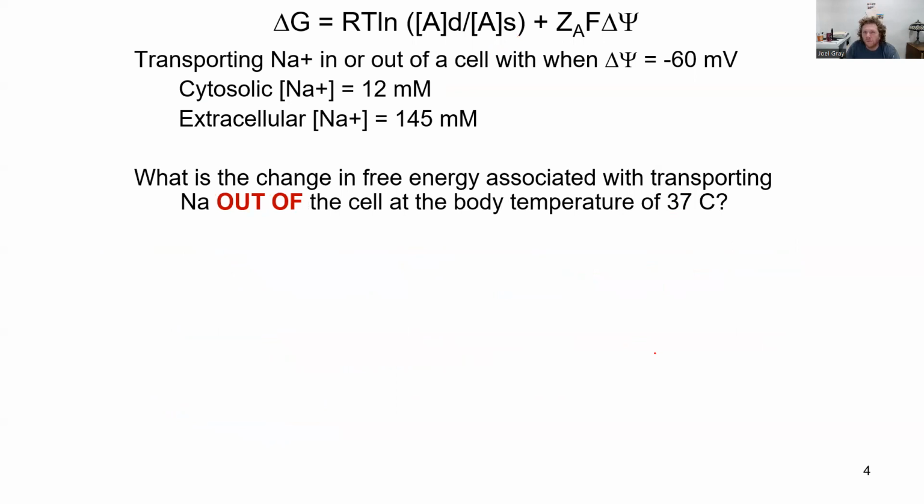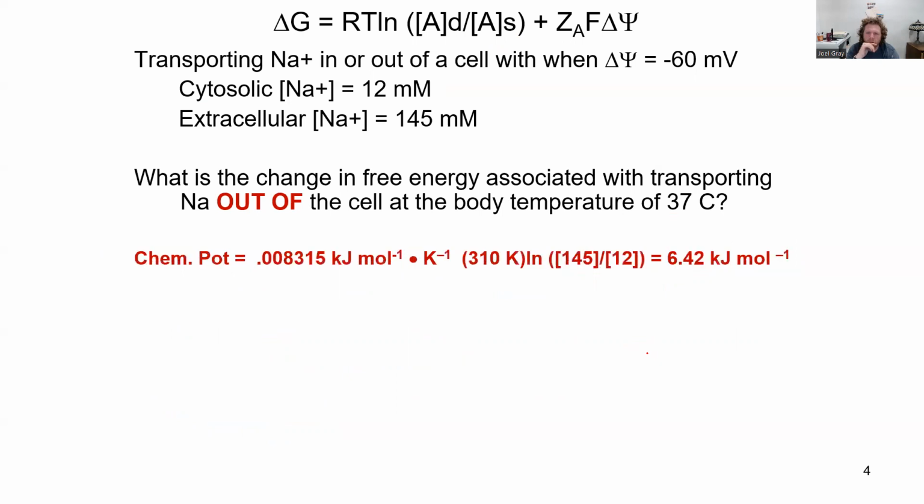Now, if we did the opposite, if we were moving these sodium ions from the inside out, what's going to change? Our source and our destination in our chemical potential calculation are going to be different from one another. It's going to end up with 6.42 kilojoules per mole.